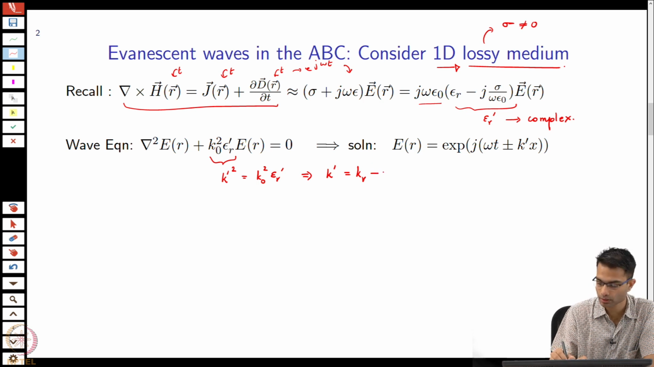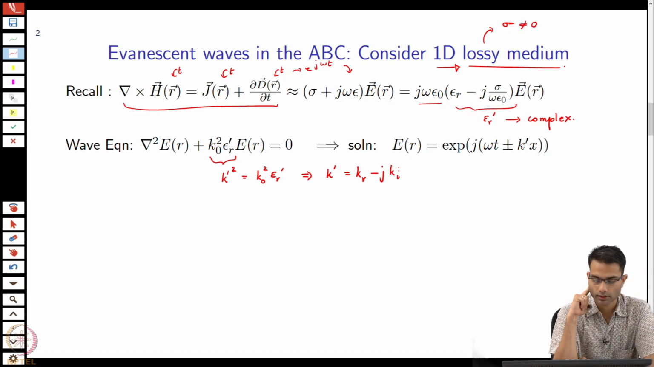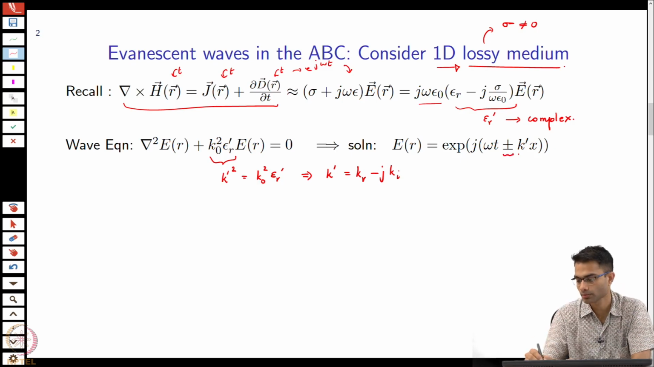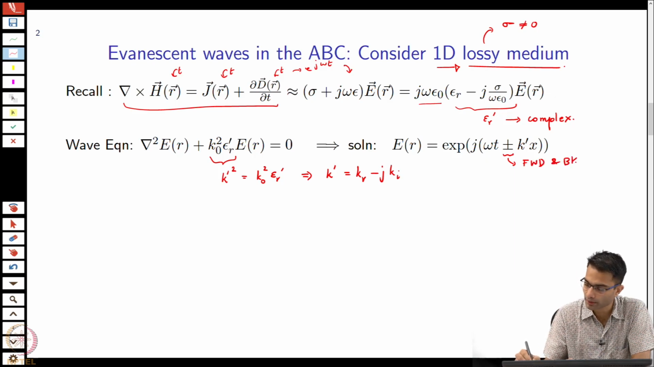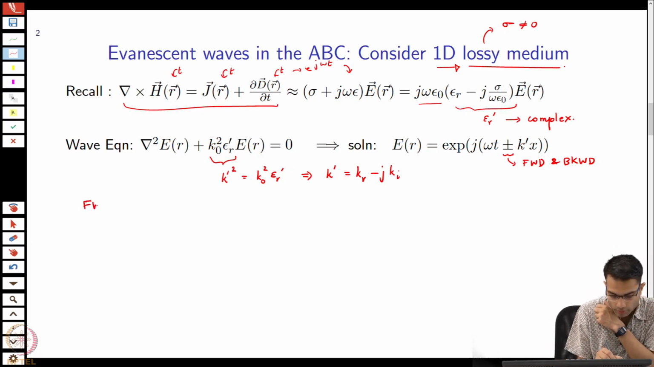k, some real part, minus j times k, some imaginary part. Okay. So, the solutions I mentioned are both plus and minus, right. So, this is going to give me a forward and a backward wave. So, what does the forward wave look like? Same thing. So, I am going to get e to the j omega t minus k prime x.